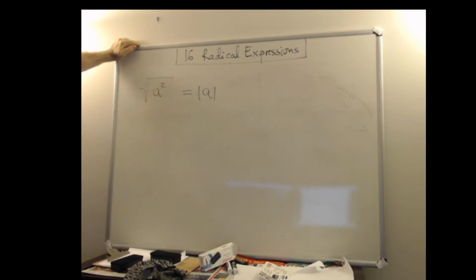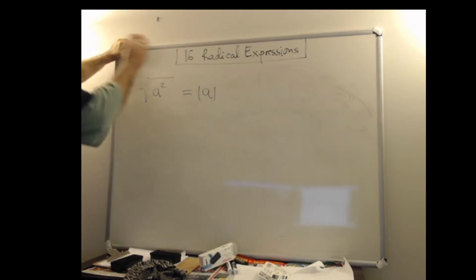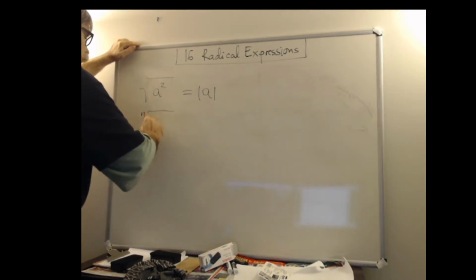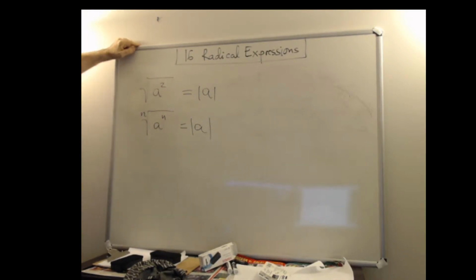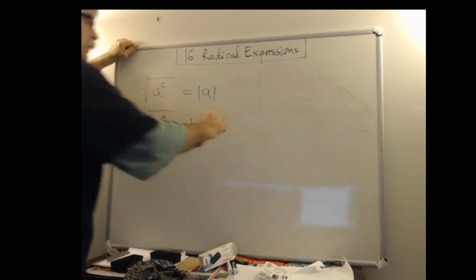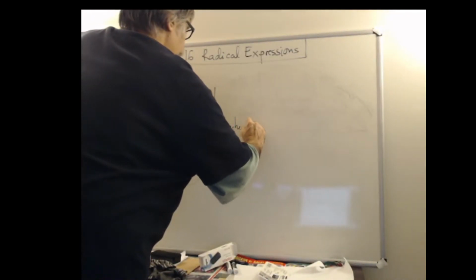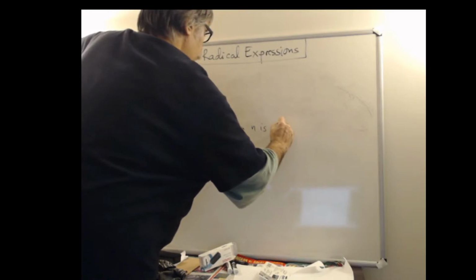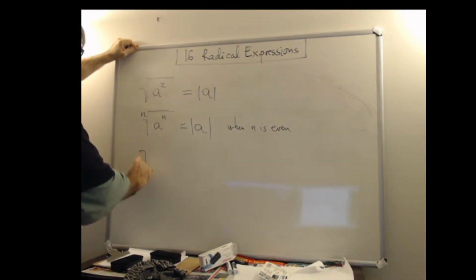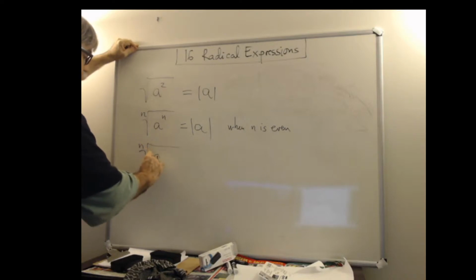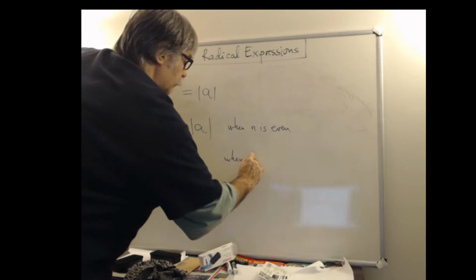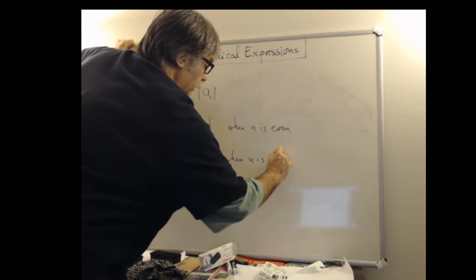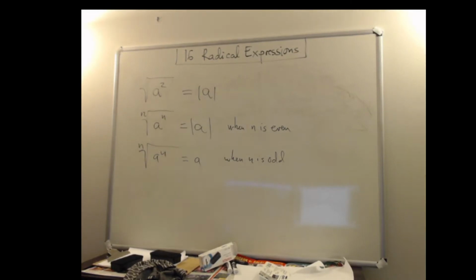Okay? So the story goes that this is the case when n is even. In any other case, it's just simply a. Any other case would be odd, of course. Right? That's one thing to remember.